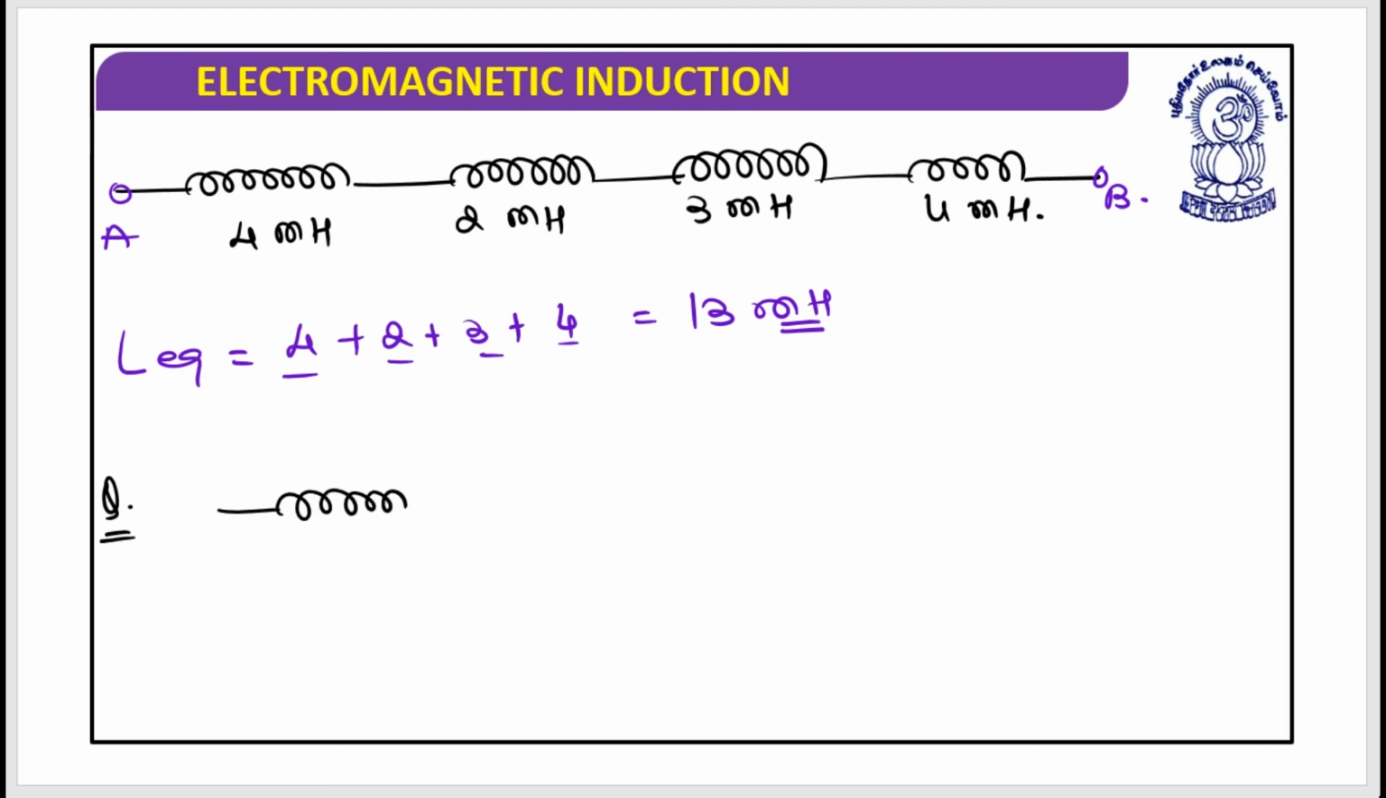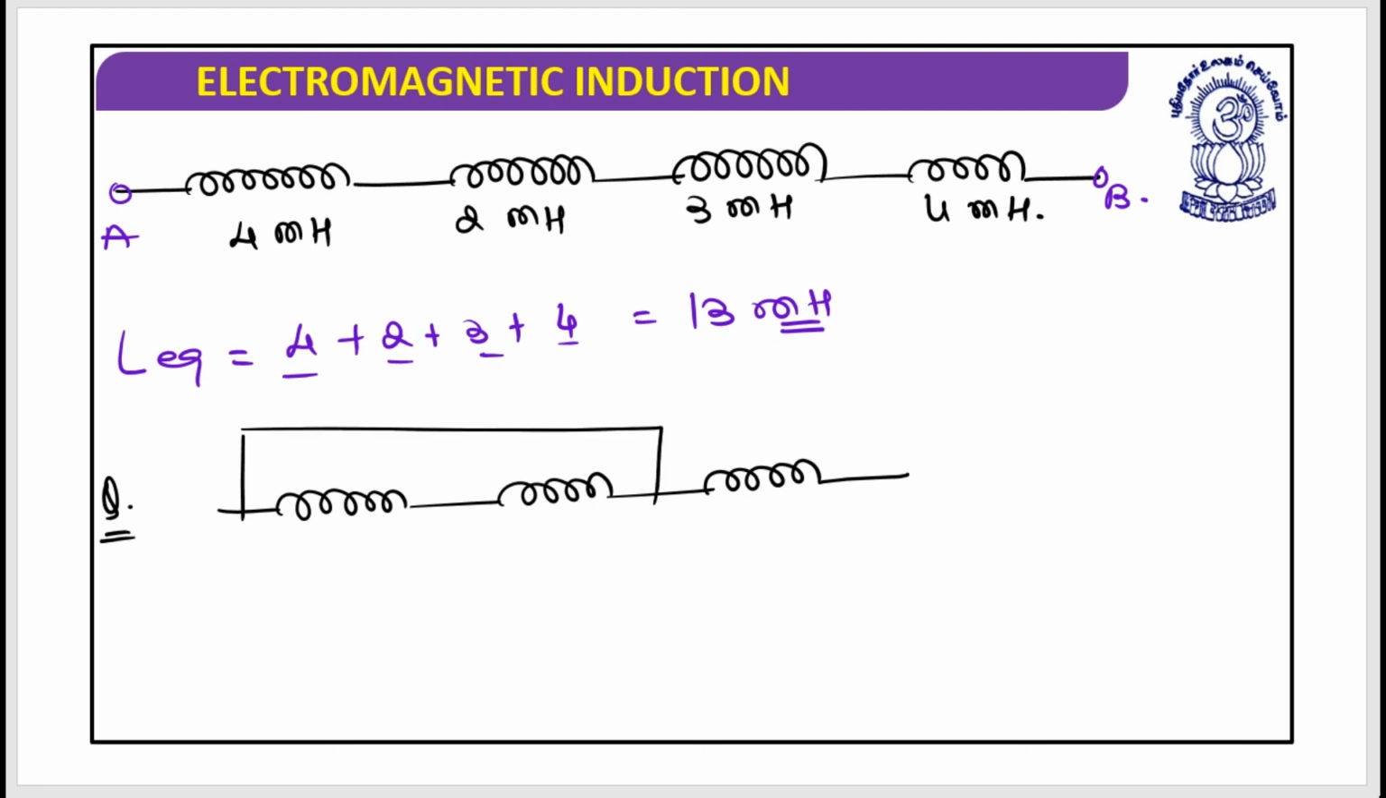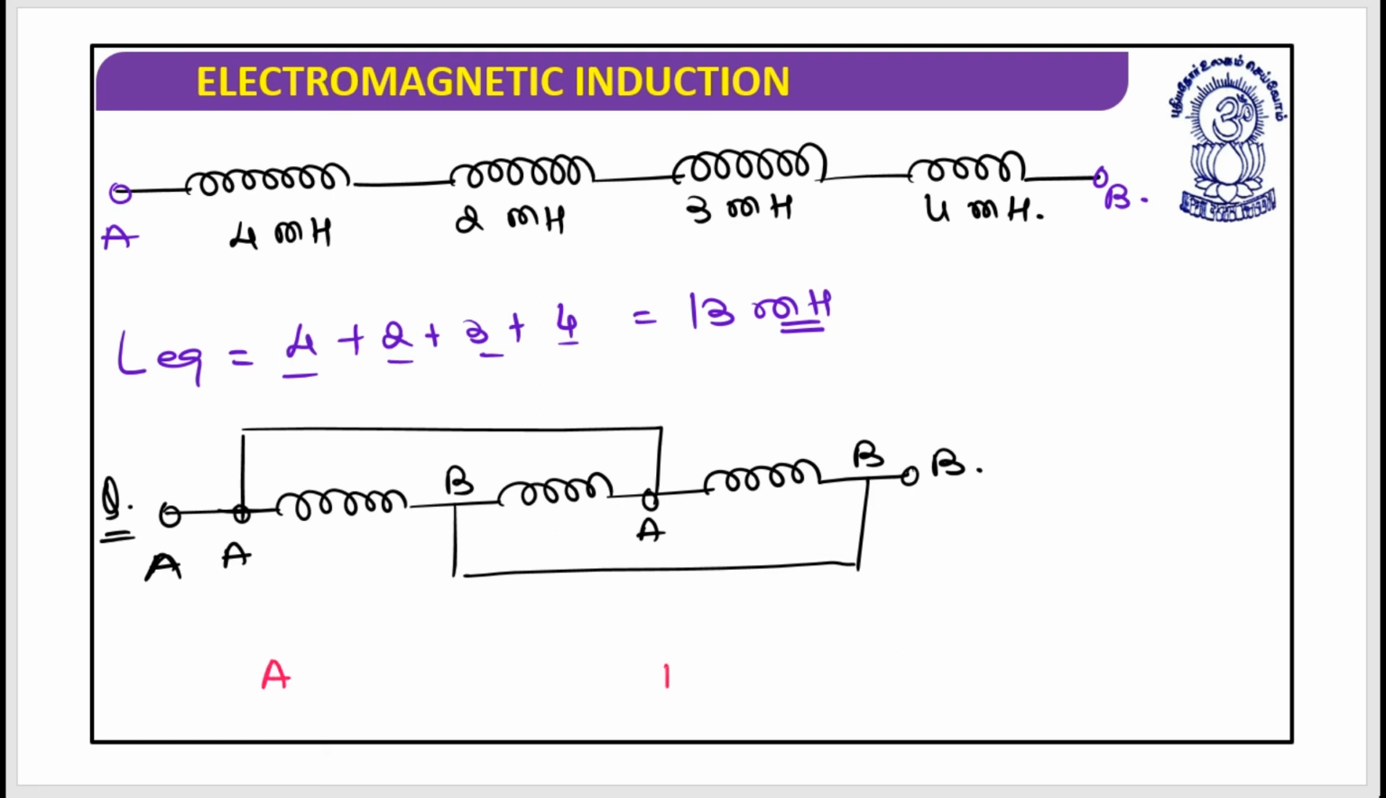Let's work on the second question. Suppose the situation is something like this: first, second, third, connected like this. This is point A, this is point B. You need to find the L equivalent. If this is A, this must be A. If this is B, this must be B. So let's just resolve it. Let's call every inductor L, L, and L.